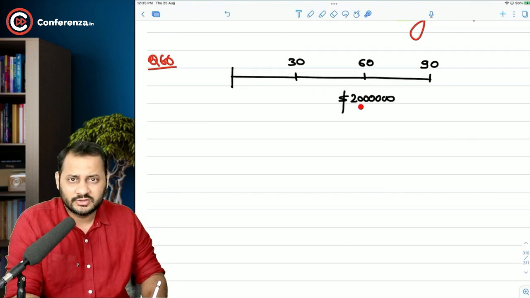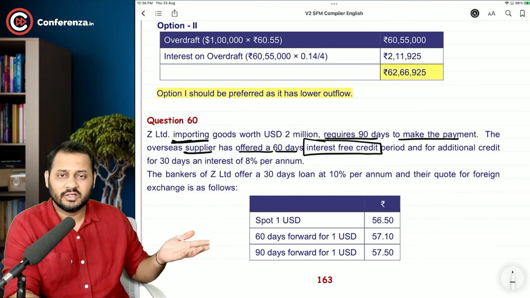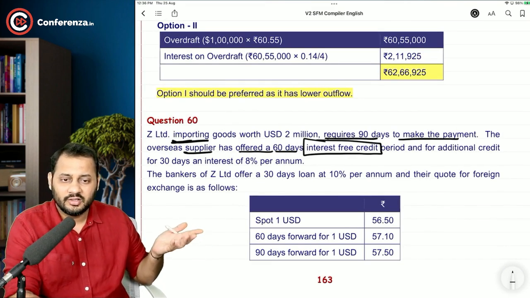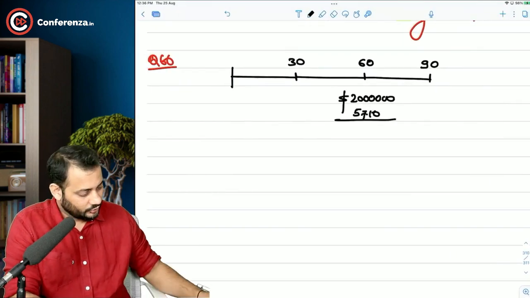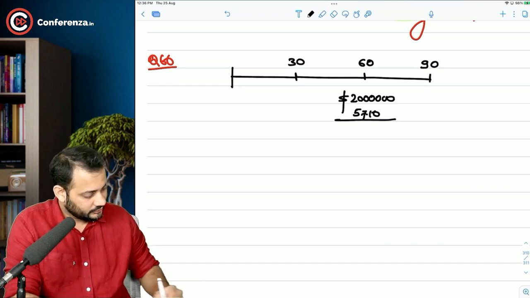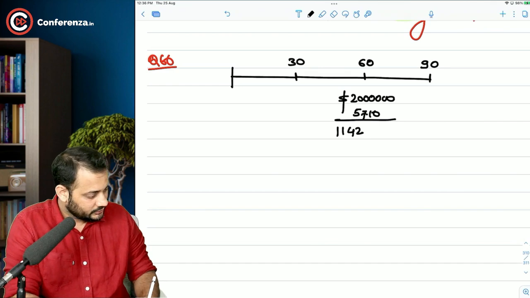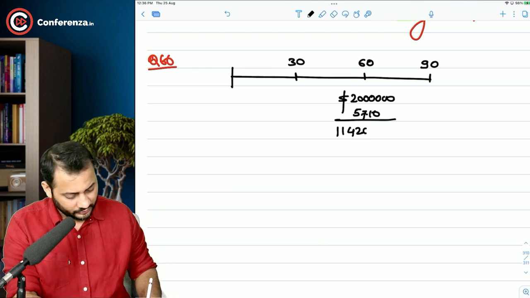We will buy the dollars. Since we are an importer, we want to buy the dollars, and the bank will sell the dollars. If the dollar is the base currency, the ask rate of the bank will be applicable. You can clearly see the 60 days forward rate is a one-way quote, so no ask rate, no bid rate. Just pick 57.10. So the total outflow to you is 57.10 times 20 lakh. Sorry, that is 114 crore 20 lakhs.